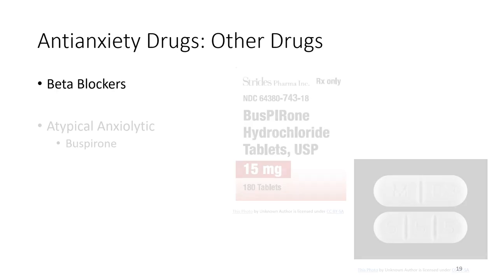There are other classes of drugs that can be used to treat anxiety, such as beta blockers. Beta blockers like propranolol, talked about that with migraines, Inderal. It helps to alleviate physical symptoms, and it helps lower the heart rate. If you're feeling anxious, you sometimes feel like your heart is racing. So beta blockers like propranolol can help treat that.